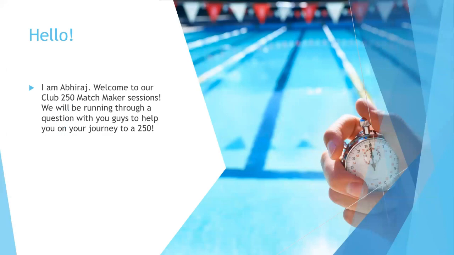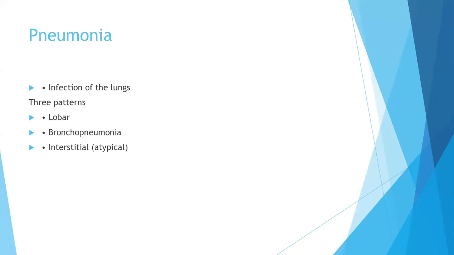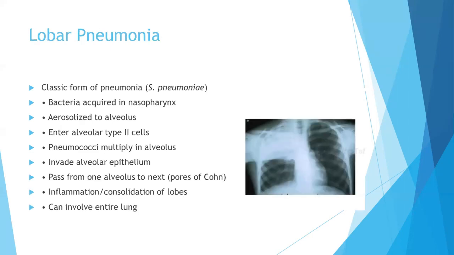Here in this video, we will be discussing respiratory infections, pneumonia, and tuberculosis. Pneumonia is an infection of the lungs and it has three patterns: lobar, bronchopneumonia, and interstitial pneumonia, which is atypical pneumonia. Lobar pneumonia is a classic form of pneumonia, commonly caused by Streptococcus pneumoniae.